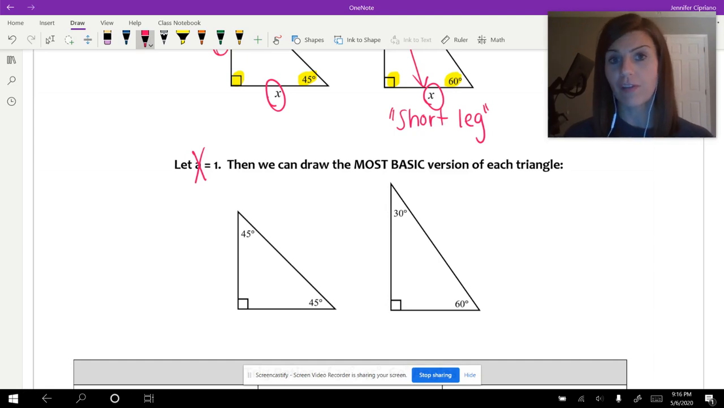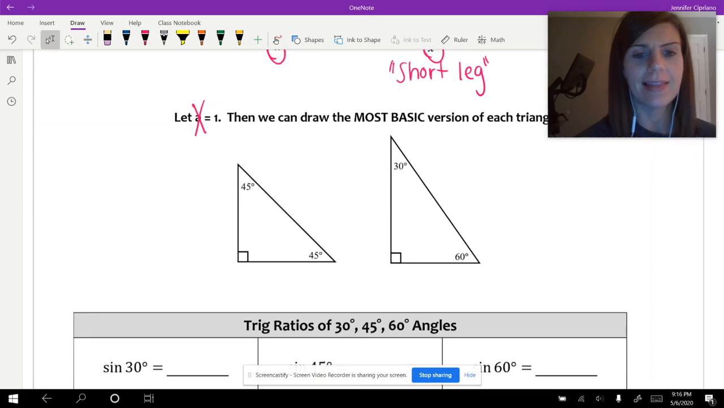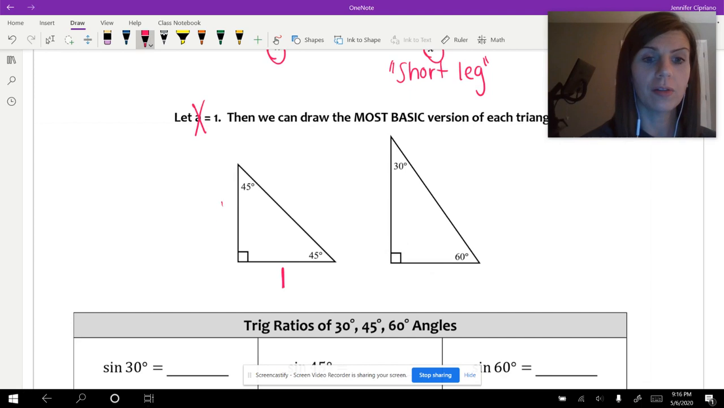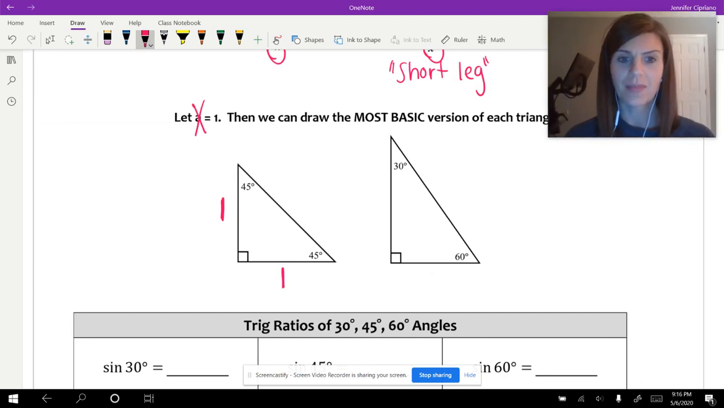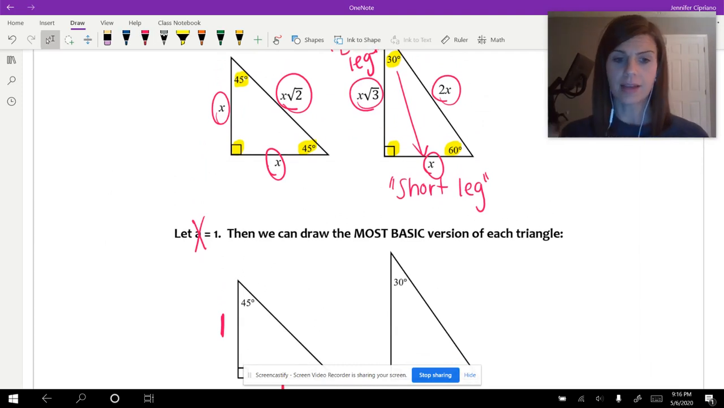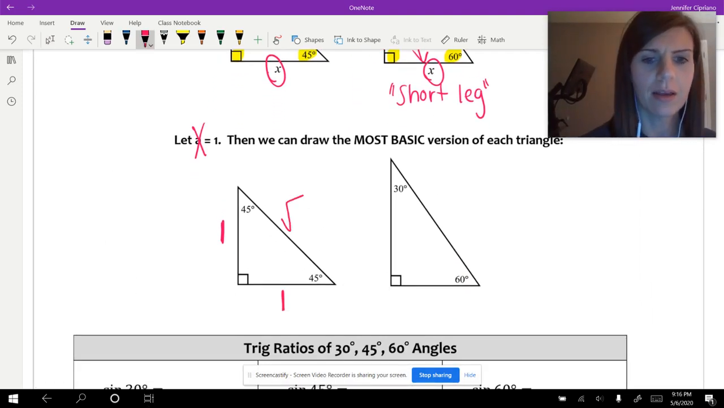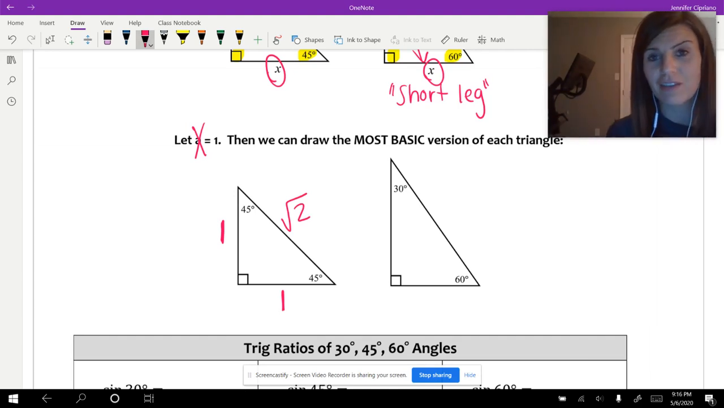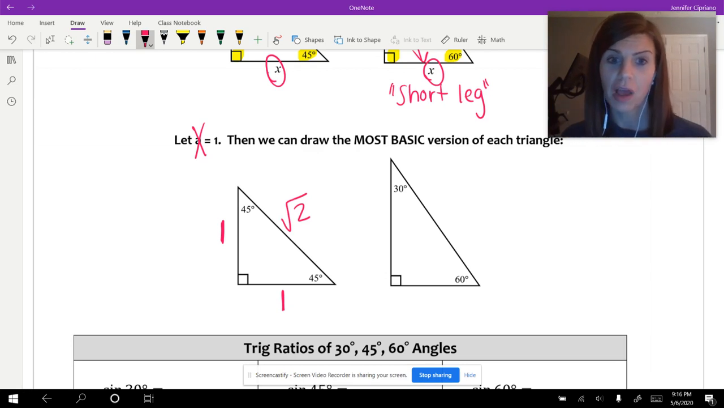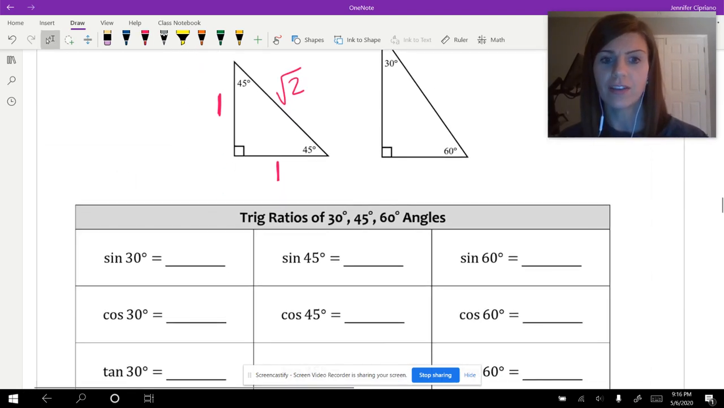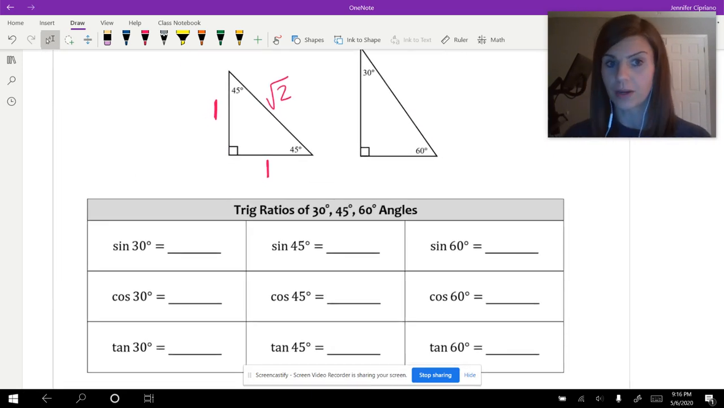So in the 45, 45, 90 triangle, if we say that one of the legs has a length of 1, that means that the other leg also has a length of 1, and the hypotenuse has a length of 1 times root 2, which would just be root 2. And so what that lets us do is find the trig ratios for 45 degrees without having to use our calculator. By using that triangle, we can fill in the sine, cosine, and tangent of 45 degrees.